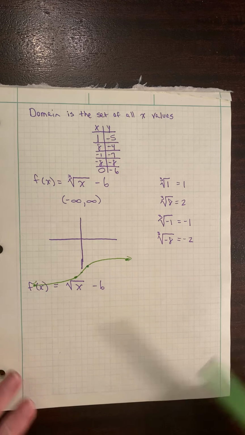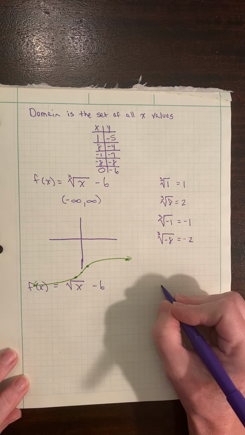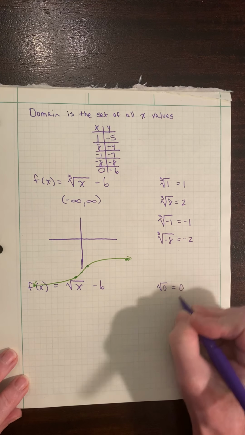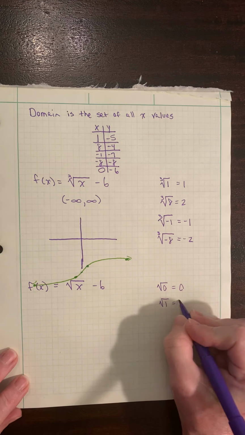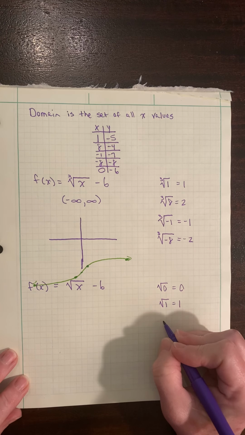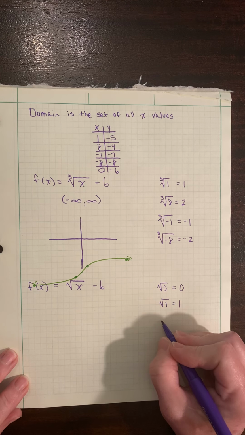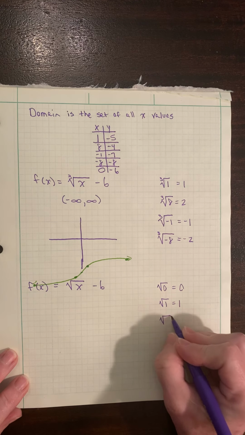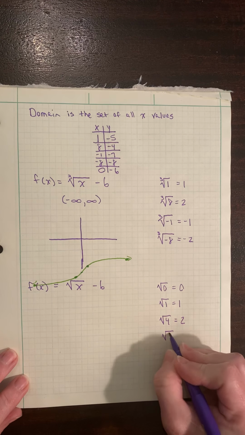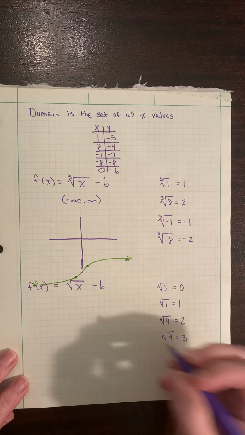Now let's look at the square root. And if we take a square root, like for example, square root of 0 is 0. Square root of 1 is 1. I'm just doing perfect squares. I could find the square root of 2, but I'd get a decimal, like 1.4 something, and I don't really feel like graphing that. Square root of 4 is 2. Square root of 9 is 3. Okay, good enough.